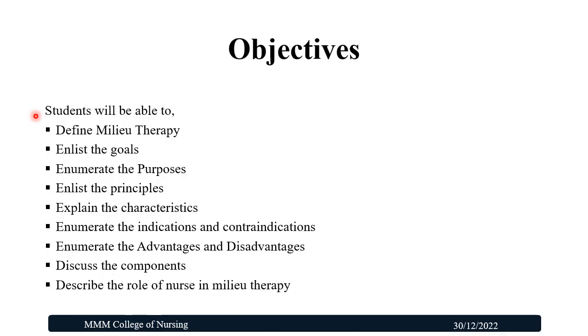The objectives: students will be able to define milieu therapy, enlist the goals of milieu therapy, enumerate the purposes of milieu therapy, enlist the principles of milieu therapy, explain the characteristics of milieu therapy, enumerate the indications and contraindications of milieu therapy, enumerate the advantages and disadvantages, discuss the components, and describe the role of nurse in milieu therapy.